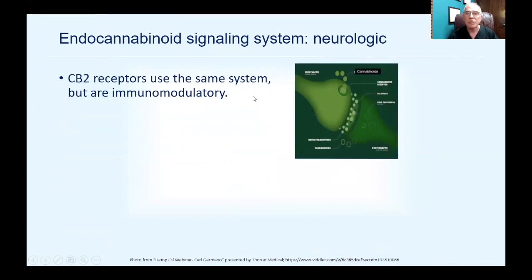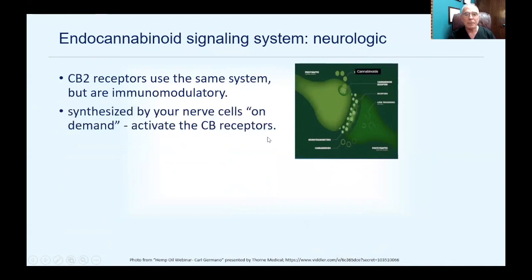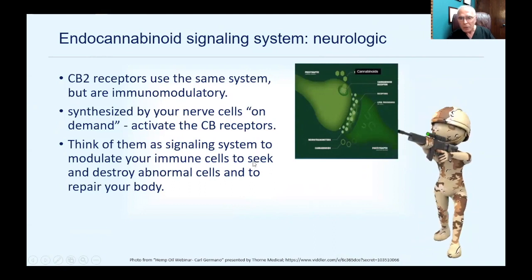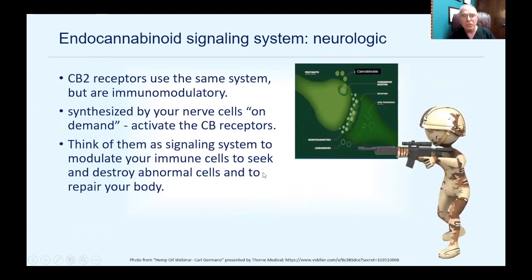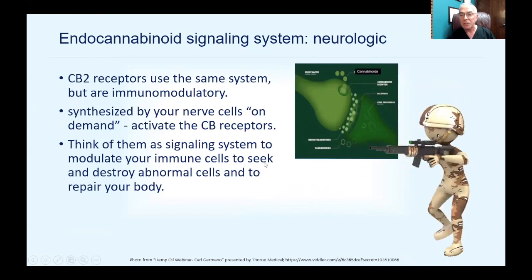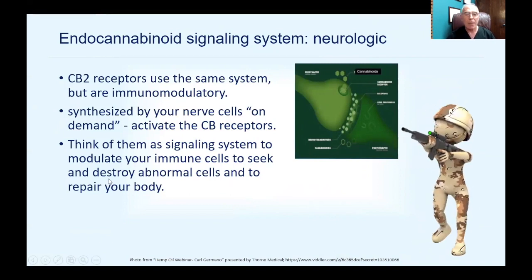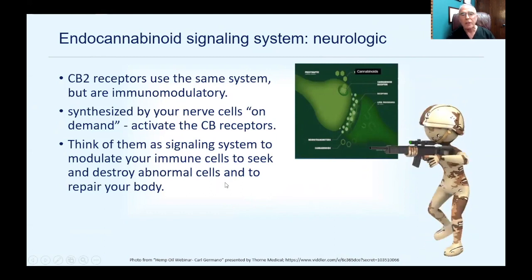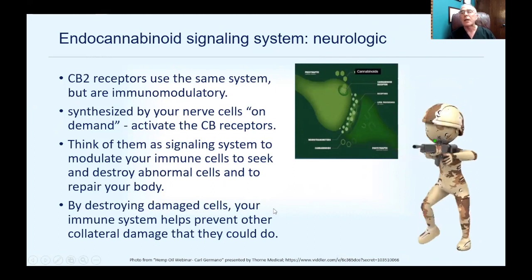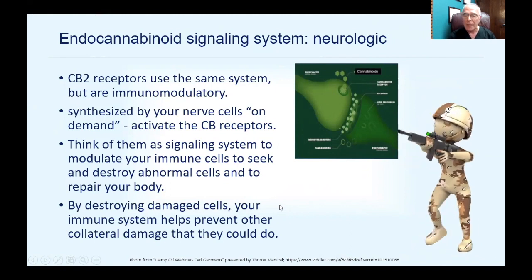So the CB2 receptors use this same system as the CB1 receptors do, but the CB2 receptors do this for immunomodulation, to modulate your immune system. And they do so on demand. So when you modulate your immune system, it's like you're signaling the system to modulate your cells to seek and destroy abnormal cells, your bacteria, viruses, maybe even cancer cells that might even form. And they try to repair your body. So you've got your little soldiers, you're recruiting them to come out there, seek and destroy the bad guys, destroy damaged cells, and to help your immune system to be more efficient at doing this.